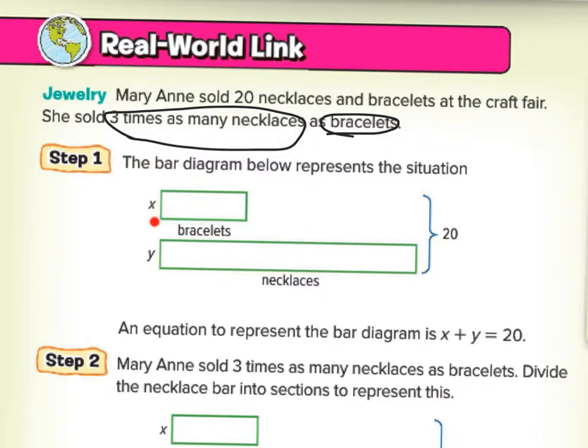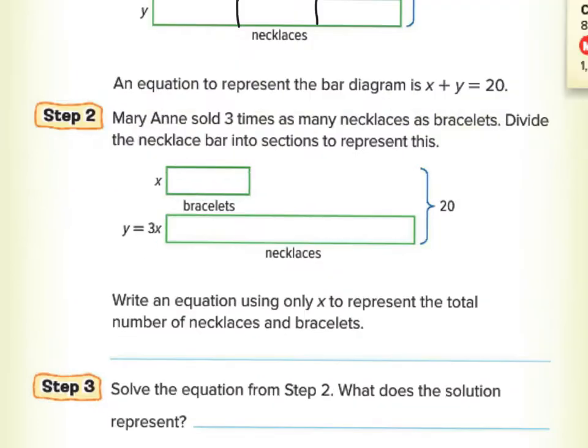We see here that we have x being represented by bracelets, so she sold this many bracelets. We don't know what this number is, but we do know that necklaces are 3 times that amount, right? You can see if we were to cut it, we would have 3 equal parts. And the total of all this would be 20, right? An equation to represent the bar diagram is x plus y equals 20. x bracelets plus y necklaces will be 20, right?